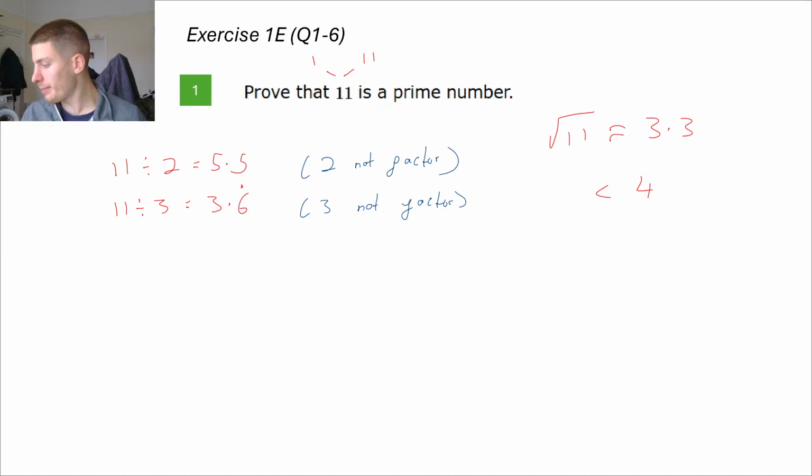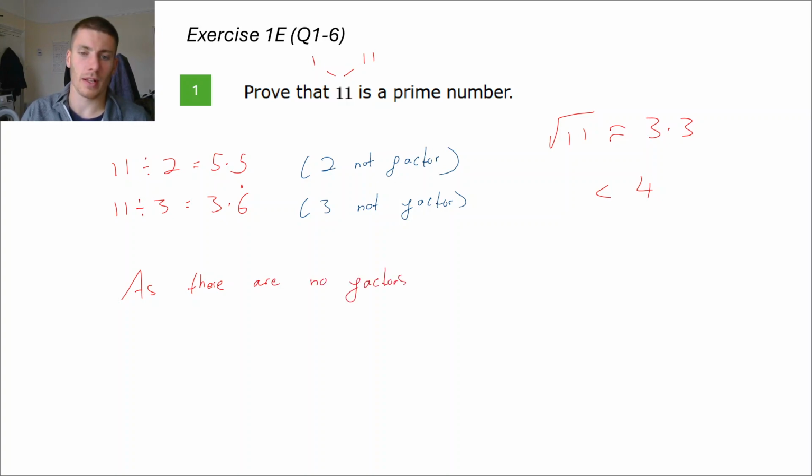As there are no factors less than the square root of 11, i.e. less than 4, that implies, that must mean that there are no factors greater than the square root of 11.